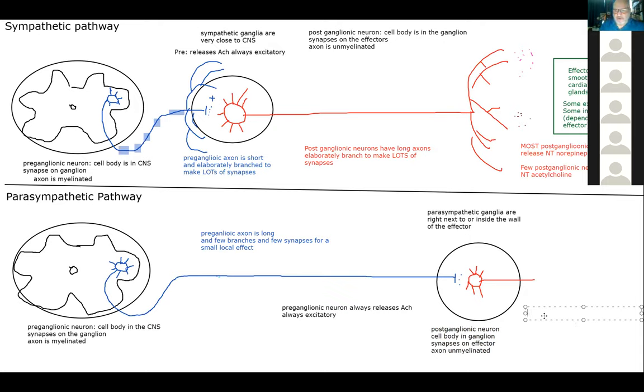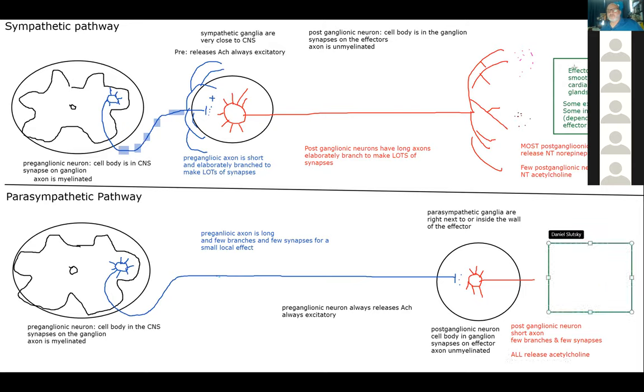The parasympathetic postganglionic has a short axon with few branches and few synapses. So again, we can have that local effect, and all release acetylcholine. So when it comes to our effectors, all of these release acetylcholine.